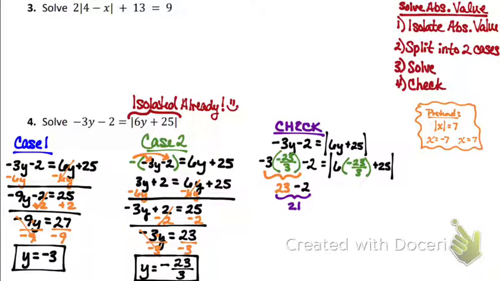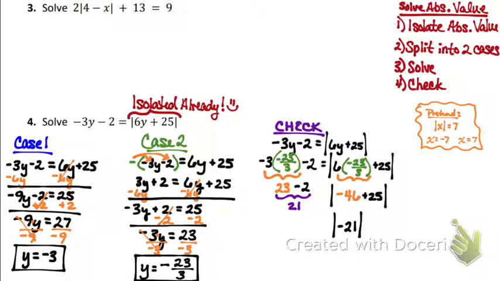On the other side, I need you to grab your calculators for me again. We're going to do 6 times -23/3. What is 6 times -23/3? -46, plus 25, and that's inside my absolute value. What's -46 plus 25? -21. What is the absolute value of -21?